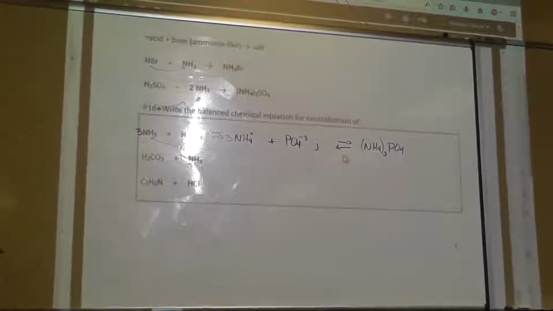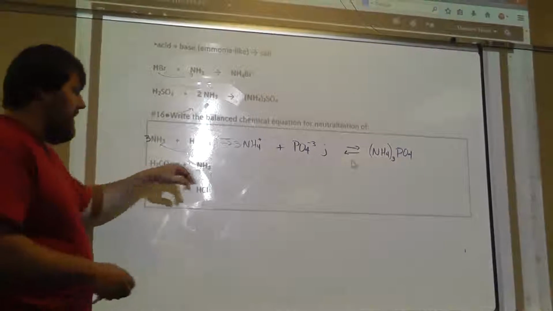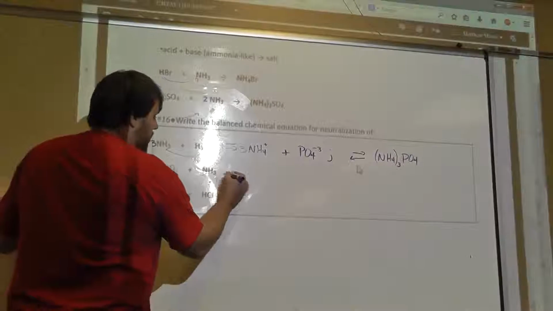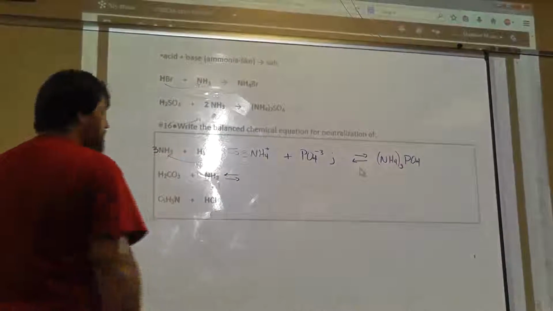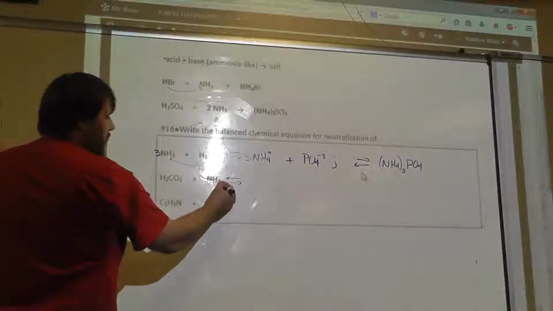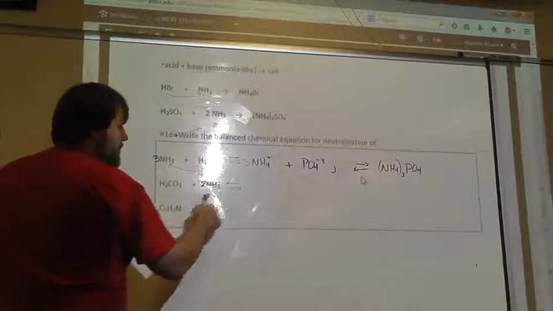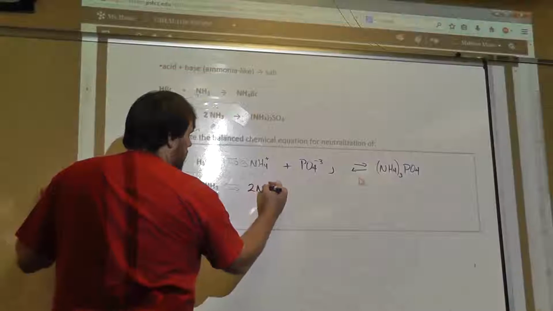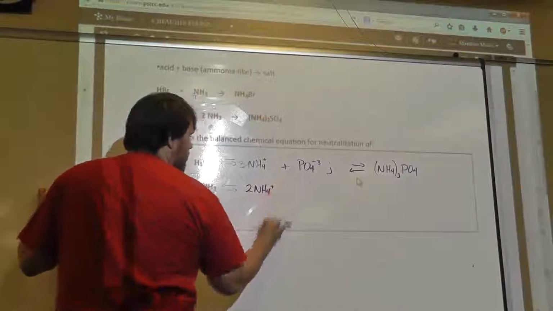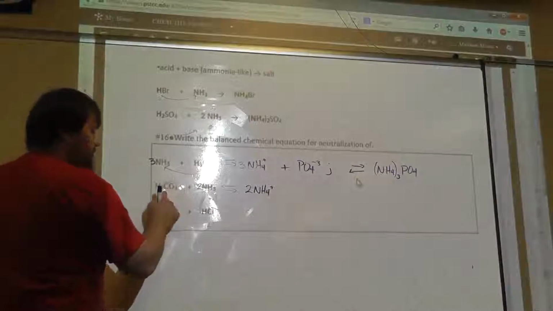So I may have enough time for one more. So this one right here, weak acid, weak base, 2-way arrow here. 2 hydrogens, only 1 ammonia, so you need 2 ammonias there. 2 hydrogens, 2 ammonias, give you 2 ammoniums. What's left behind here is just this carbonate.